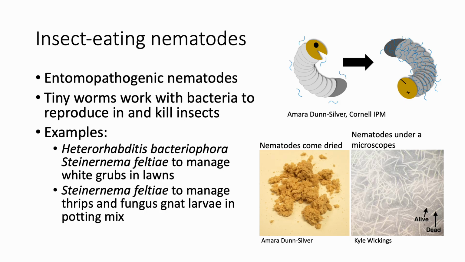Two species of entomopathogenic nematodes, Heterorhabditis bacteriophora and Steinernema feltiae, can be used to control white grubs in a lawn. Steinernema feltiae also kills thrips and fungus gnat larvae in potting mix.